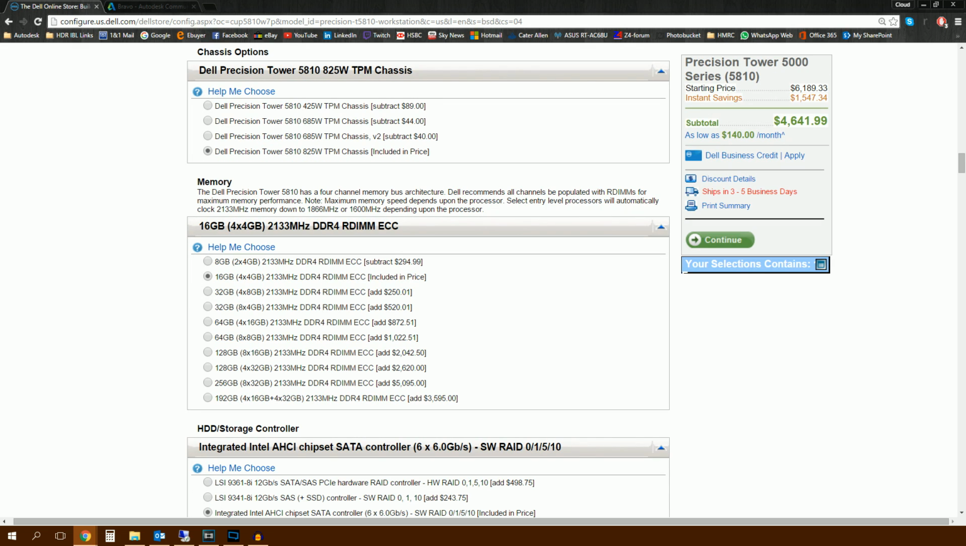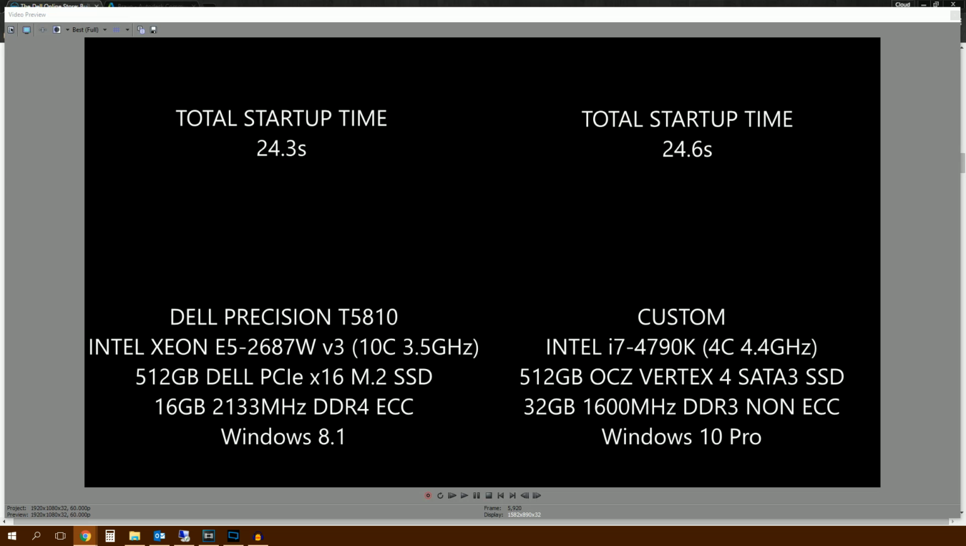So let's have a look at the scores that we saw, and let's just pick apart the scores. So the first one was the startup time. Now this test was pretty meaningless, but I think it's about right. We've got the Dell PC starting up in 24.3 total seconds. So that's how long it takes Inventor to start up from a cold reboot, shut it down, and then reopen it. 24.3 seconds versus 24.6 seconds.